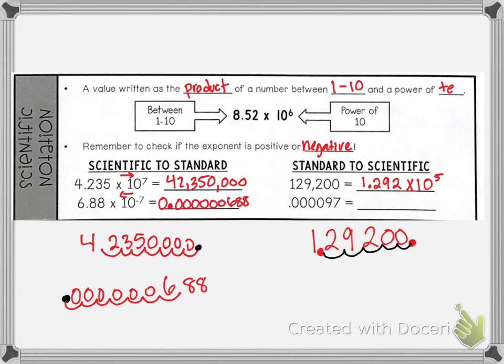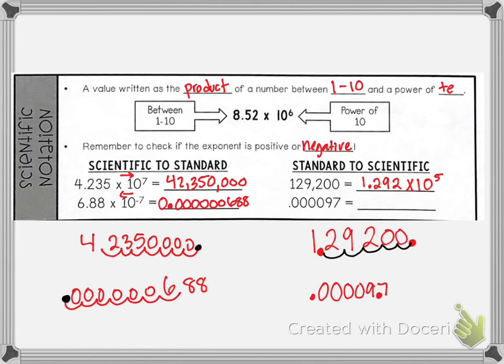For the next one, let's do 0.000097. Again, we want to make a number that is between 1 and 10. If I put the decimal here, it'll give me 0.97. 0.97 is less than 1. It's not between 1 and 10, so I do not want 0.97. Let me move it over here. We get 9.7. That's between 1 and 10. So that's what I'm going to do.